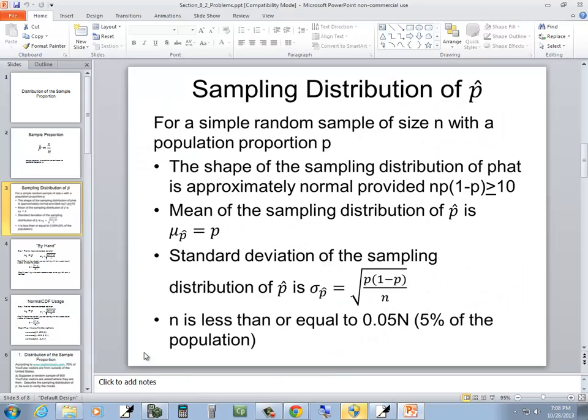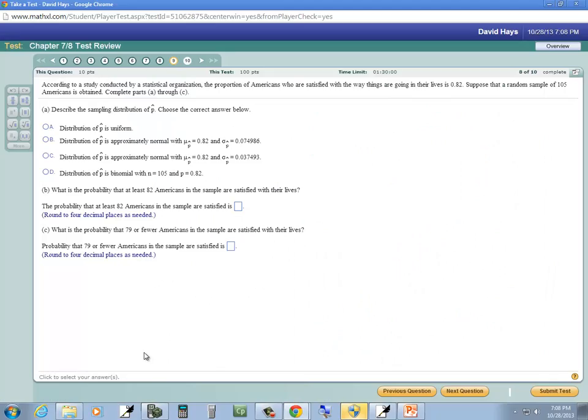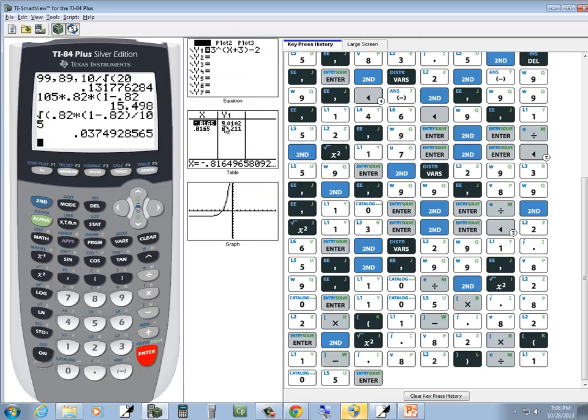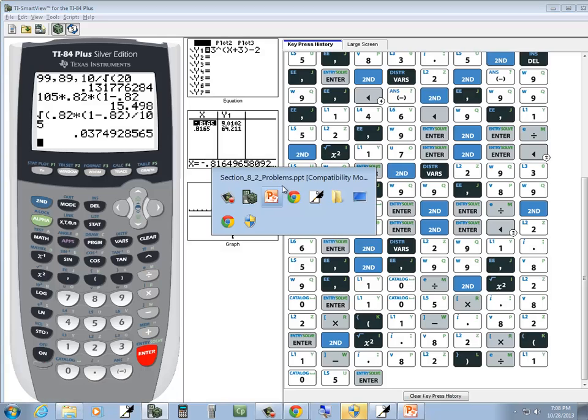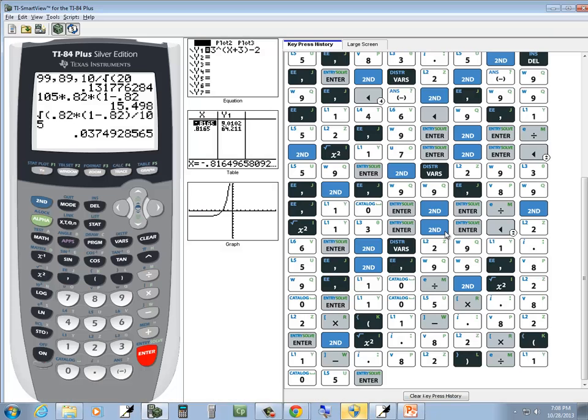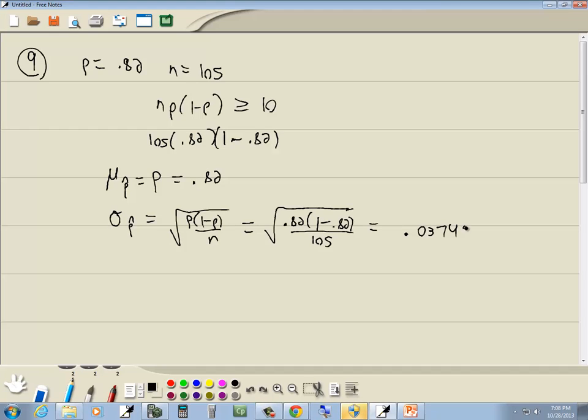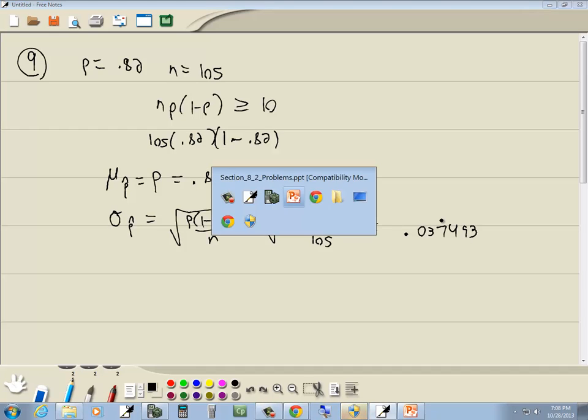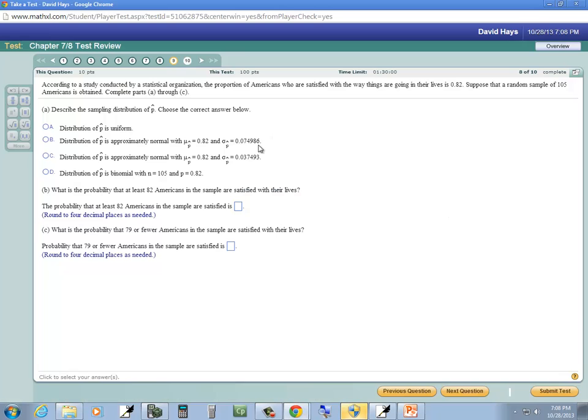And what's this say? Looks like 6 decimal places. Boy, I'm having a little trouble here. There. 0.037493. Okay, 0.037493. Looks like this one.